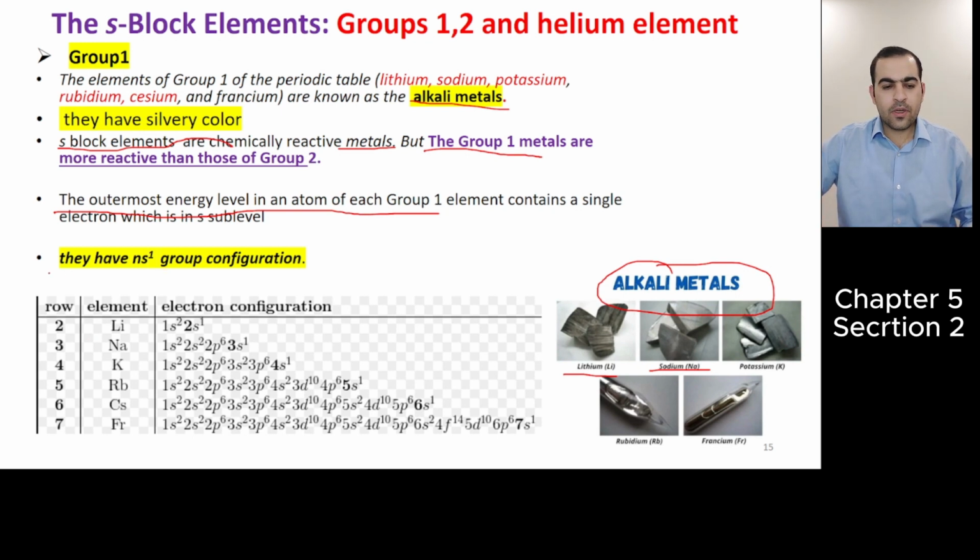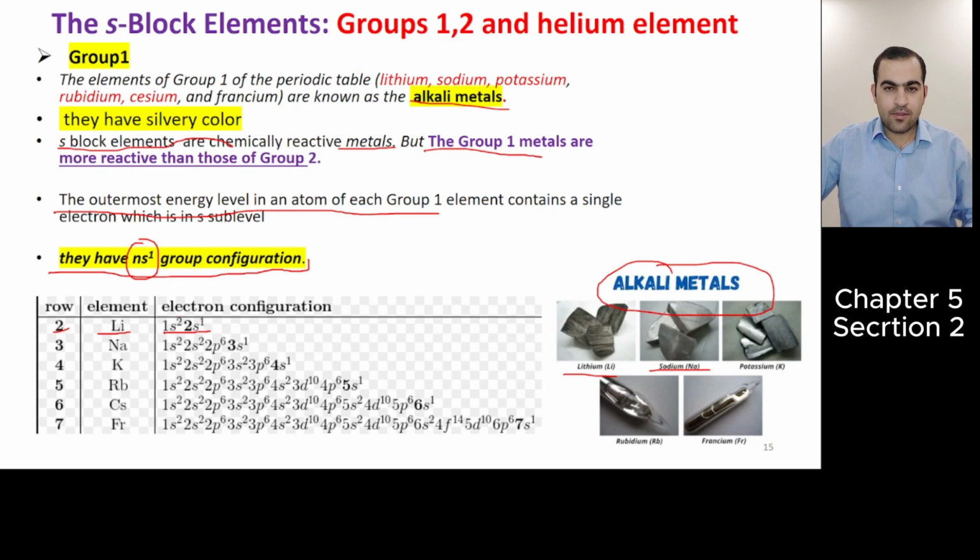So what does their group configuration mean? How can we recognize their electron configuration? If I give you an electron configuration in the exam, how do you know it is the electron configuration of an element in group 1? This is the group configuration, which is ns1. What does it mean? Look at lithium. Lithium is in the second row, which means second period. The electron configuration is 1s2, 2s1, Basha.